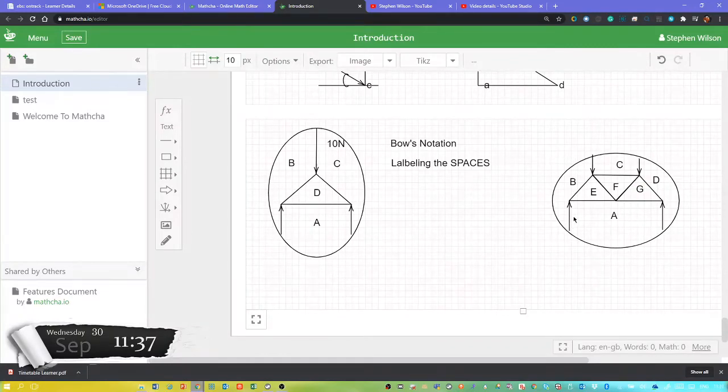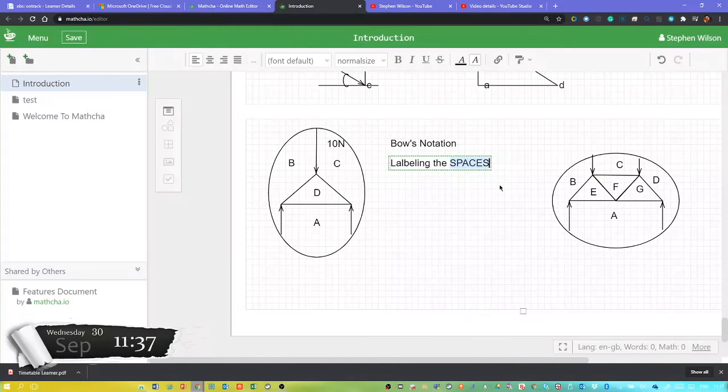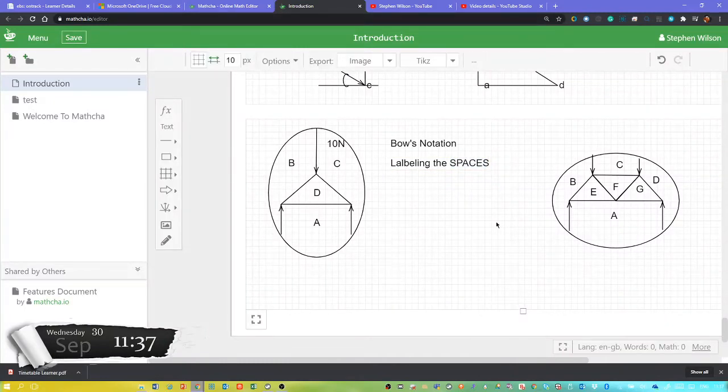Just remember, it's not the lines that we're labeling, it's the spaces. I've labeled those spaces, and that's how we do Bow's notation.